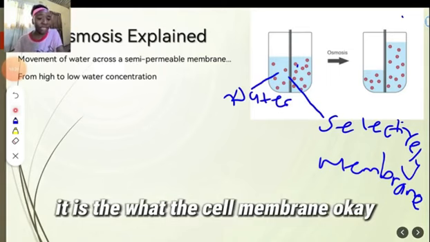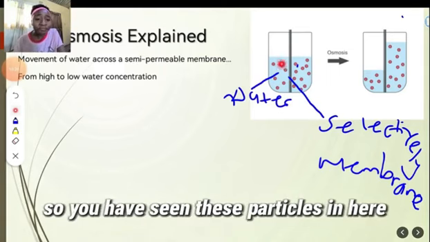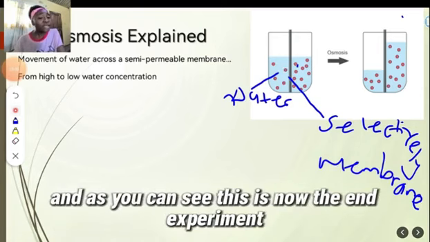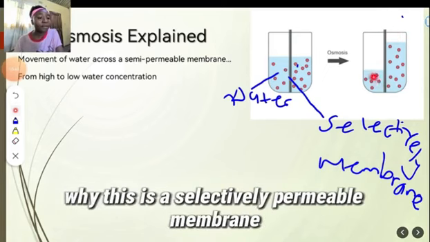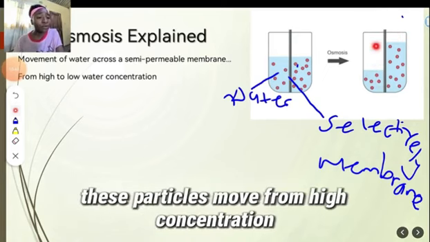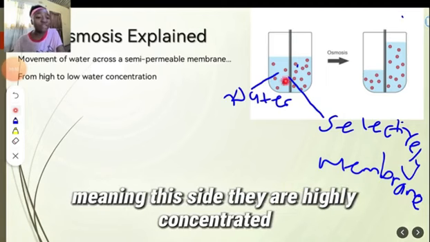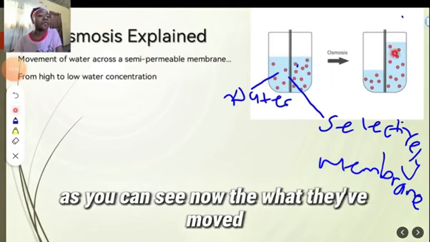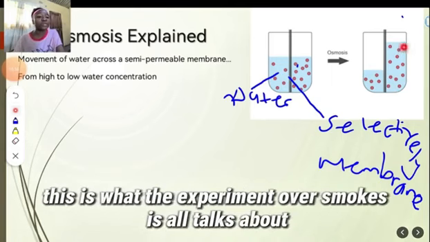The cell membrane. Okay. So you're seeing these particles in here. These are the concentration gradients and also these particles. And as you can see, this is now the end of the experiment, showing why this is a selectively permeable membrane. These particles move from high concentration, meaning this side they are highly concentrated. They are moving, going to the low concentration. As you can see now, they've moved. This is what the experiment of osmosis all talks about.